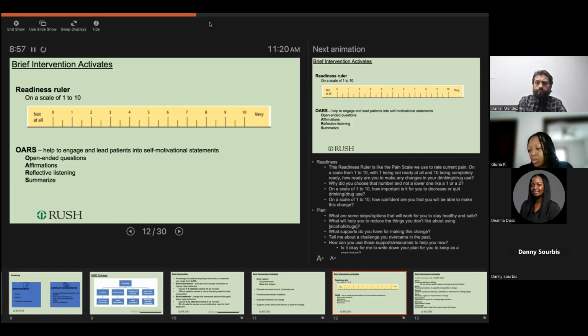Then on a scale of 1 to 10, how important is it for you to decrease or quit drinking/drug use? And then on a scale of 1 to 10, how confident are you that you will be able to make these changes? Brief intervention also activates OARS, which helps to engage and lead patients into self-motivational statements. So, open-ended questions, affirmations, reflective listening, and summarizing.